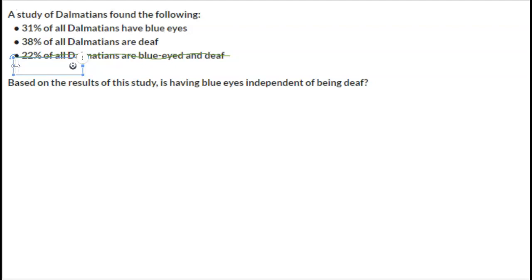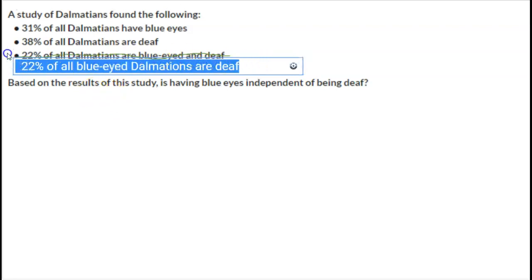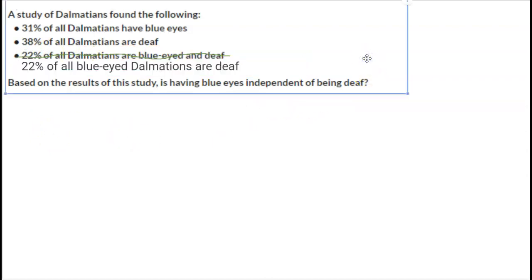They'll tell you something like, I'll pick a number here, I'll keep it 22%. That'll be fine. 22% of all blue-eyed Dalmatians are deaf. Now, I wanted it on purpose. I'm kind of being a little annoying, right? What I'm doing is blue and deaf come in the sentence in the same order, and there's Dalmatians also, and it's even the same percentage.